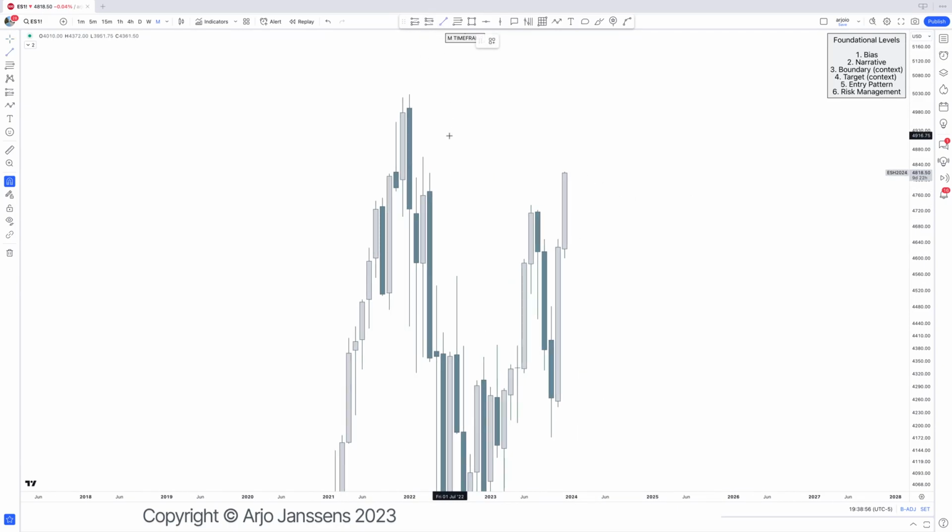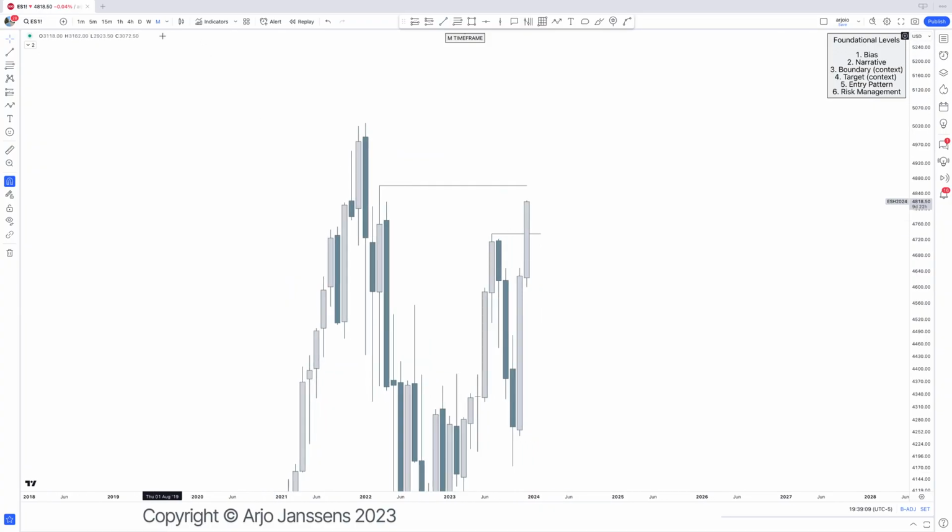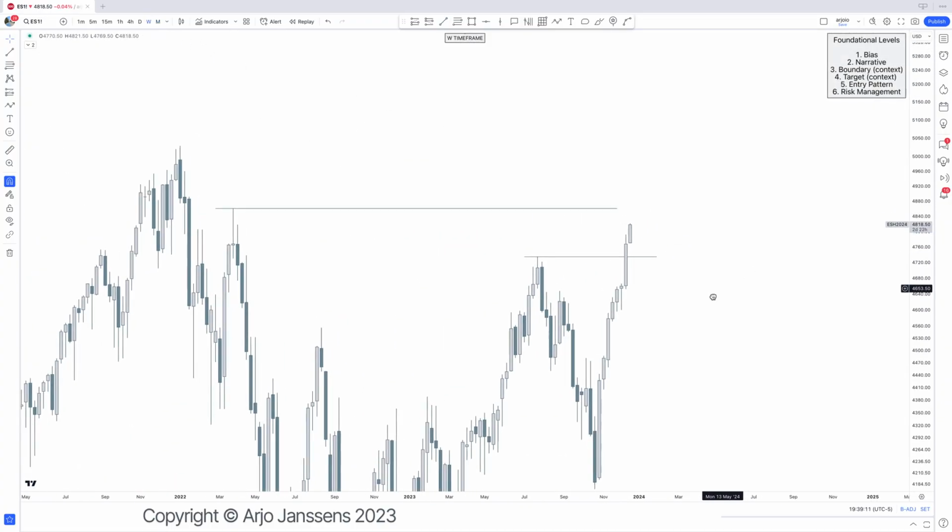The closest PD array, the first premium array that we have right there on the monthly, is that swing high. Then after, we also have this discount array in the form of these highs right there. All right, now then we go into the weekly and we do the exact same thing.